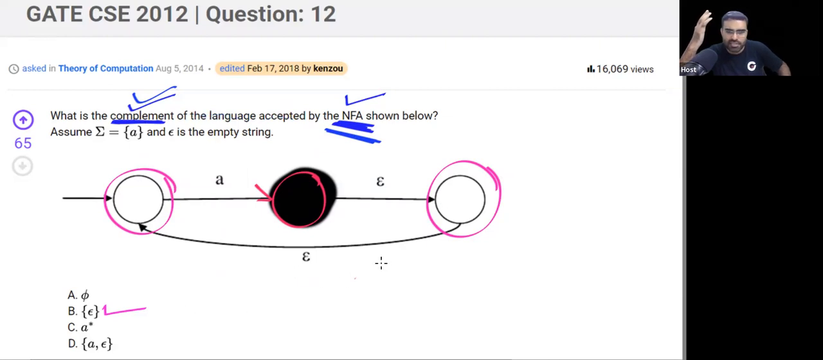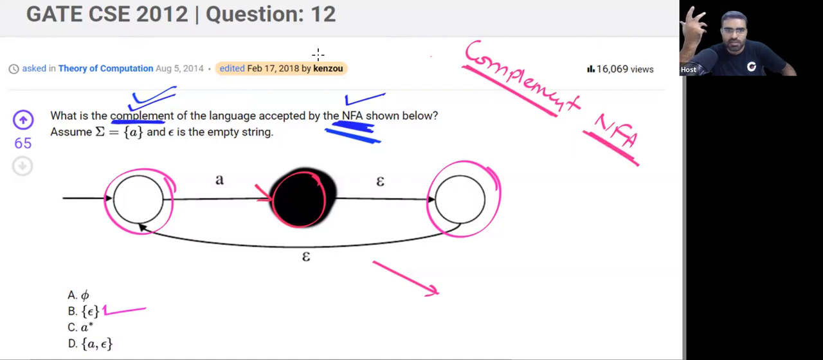Now you tell me what the answer is. They will do this. Means they will complement the states. They will only see these two words, complement and NFA. Then they will complement all the states. Now you tell me what is the language.